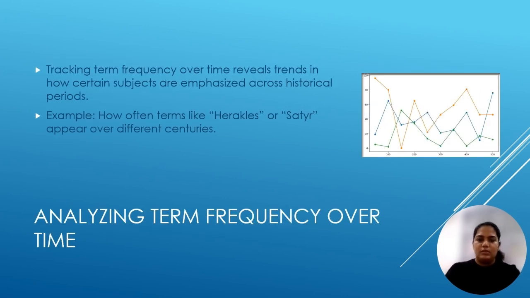Tracking term frequency over time allows us to identify trends in how certain subjects were emphasized across historical periods. This graph shows how often terms like Heracles or Satyr appear over different centuries. By analyzing these shifts, we gain a clearer picture of how different themes gain or lose prominence in vase descriptions, which may reflect broader shifts in artistic or cultural focus.